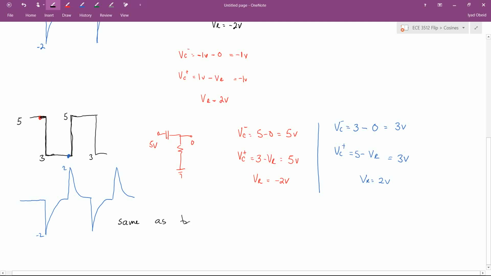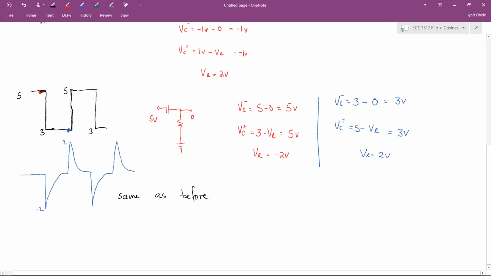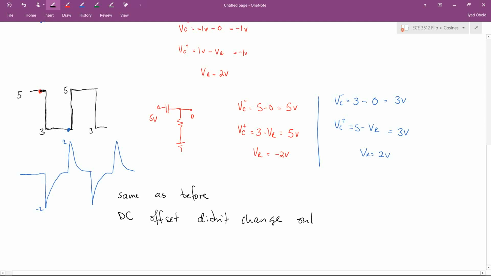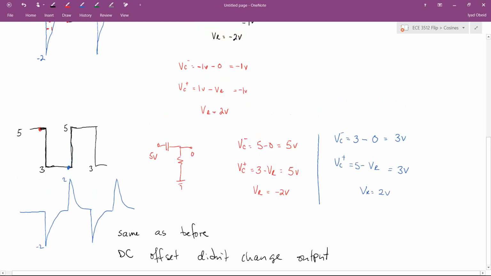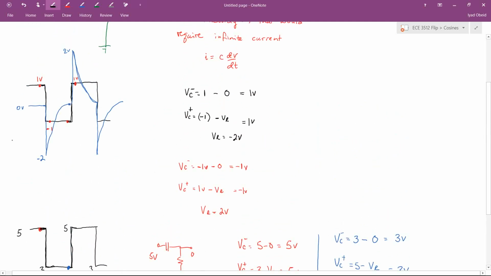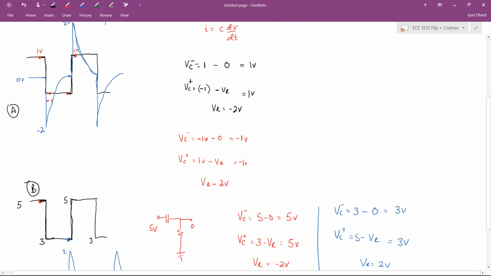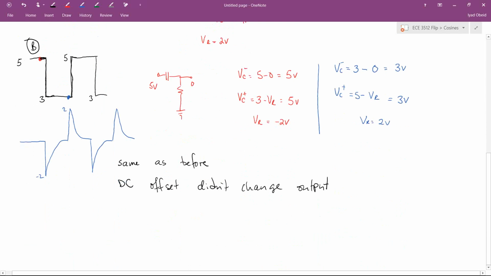So this is the exact same as before. Which is cool, because what that's telling us is that the DC offset has no impact. So DC offset didn't change the output. Because look, the only difference between case A and case B, those are the exact same input signals except with 4 volts of DC offset between them. And it turns out that 4 volts of DC offset didn't make a difference. It didn't change the output.